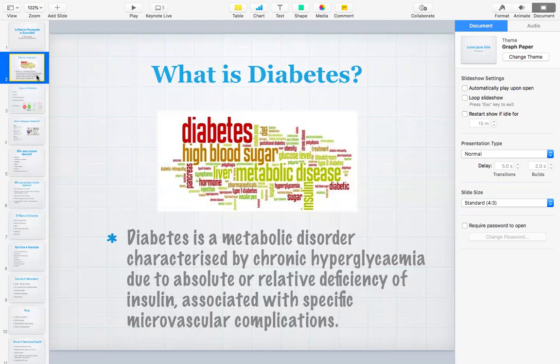It's a metabolic disorder characterized by chronic hyperglycemia. Chronic means long term, and hyperglycemia means increase in your sugar levels, due to the absolute or relative deficiency of insulin. So you have your pancreas, which has something called beta cells. Beta cells are the ones which release insulin, a hormone responsible for reducing the sugar levels in the blood. When you're talking about deficiency, it means there's absolutely no insulin getting formed, or there is some insulin getting formed which is less. We have all heard of something called insulin resistance, which means that you have enough insulin, but for some reason it is not getting utilized properly.